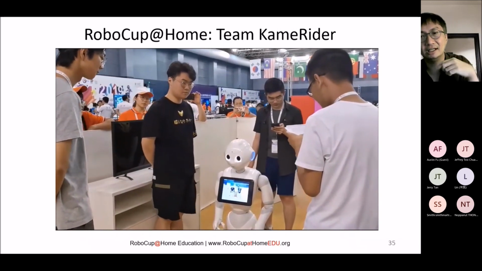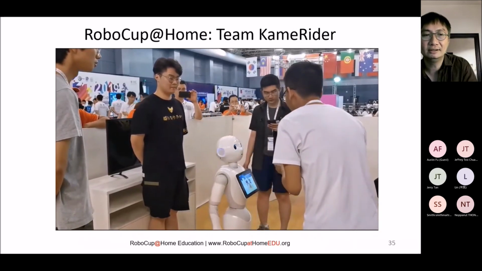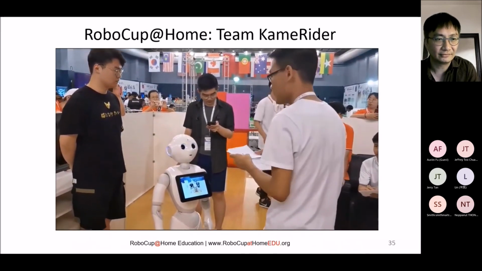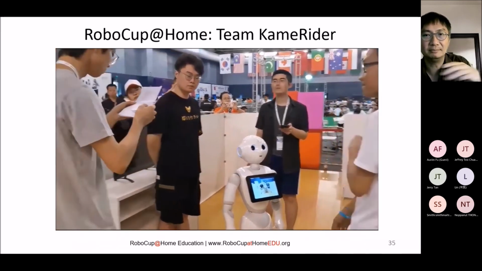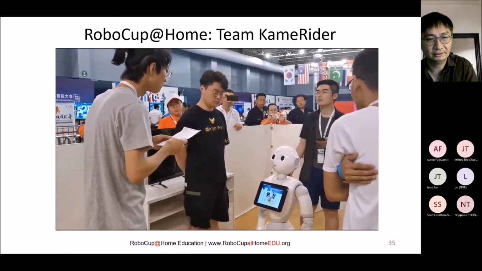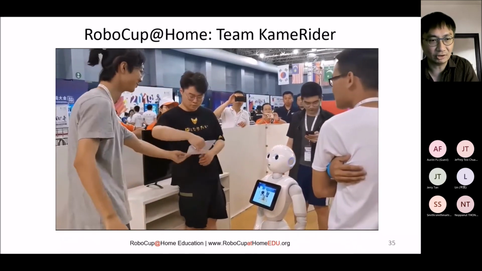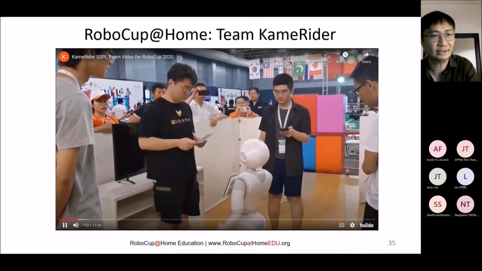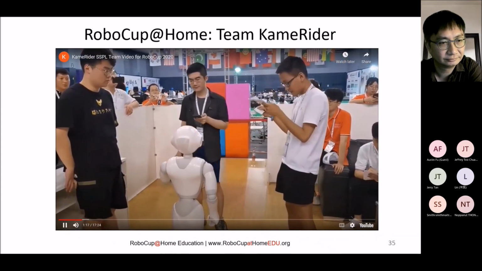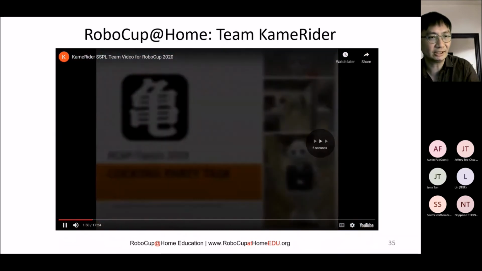Then this is the interaction one. Pepper will try to answer the question and also try to face the person that asked the question. You can see Pepper is actually moving towards the person that asked the question and trying to answer the question. Okay, so this is how it tried to answer the question. Right, so this is the speech and person recognition task.